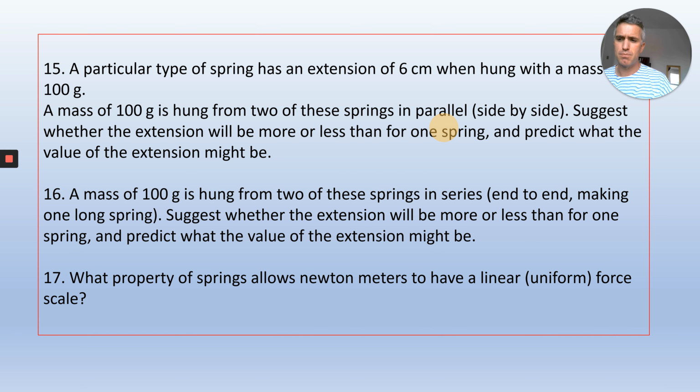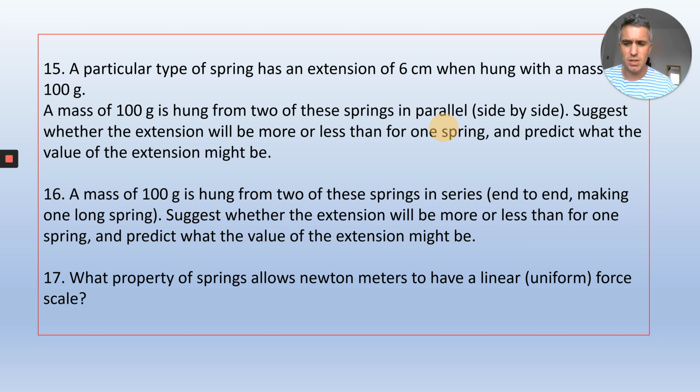A particular type of spring has an extension of 6 centimetres when hung with a mass of 100 grams. A mass of 100 grams is hung from 2 of these springs in parallel, side by side. Suggest whether this extension would be more or less than for one spring, and can you predict what the value of the extension would be? So instead of just having one spring, you have 2 springs exactly the same side by side, and then you hang the same thing off both springs so that it is hooked on both springs at the same time. So they're side by side. What will be the effect?